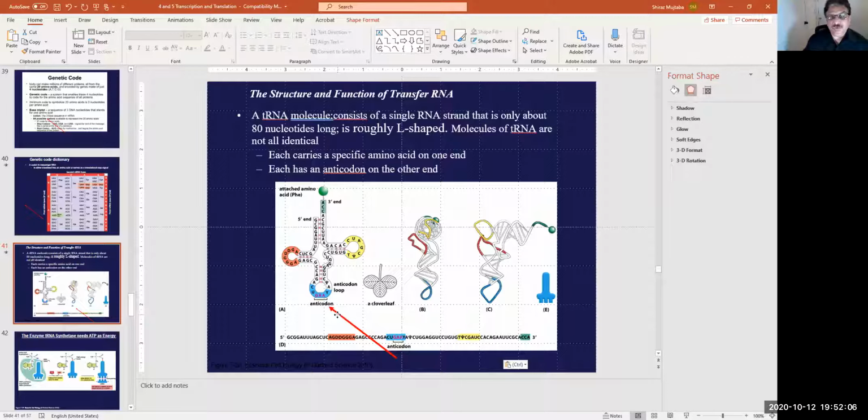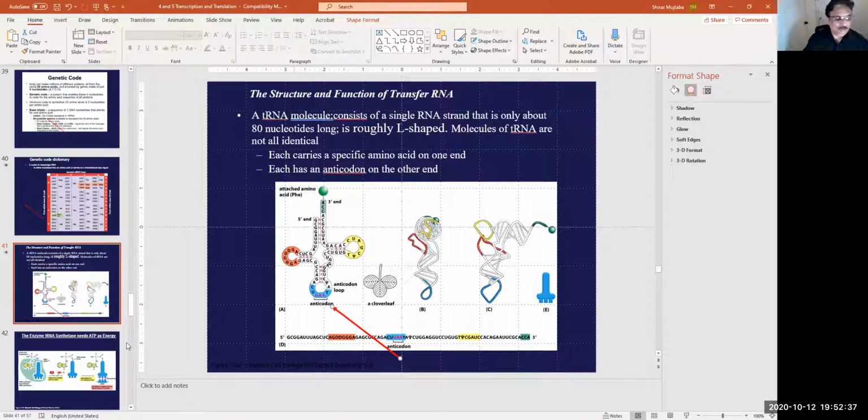Remember, I mentioned that the recognition between tRNA and mRNA occurs on the smaller subunit of the ribosome. The ribosome has 2 subunits, a large subunit and a smaller subunit. So the anticodon from tRNA and the codon from mRNA talk to each other at the lower surface of the smaller subunit of the ribosome.